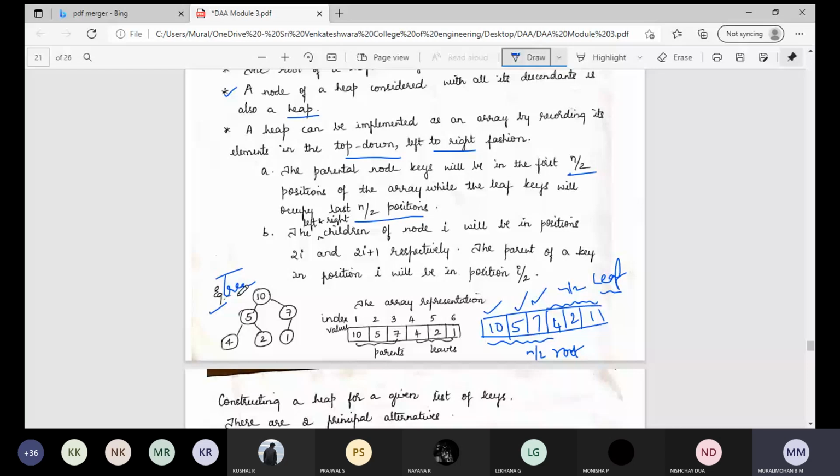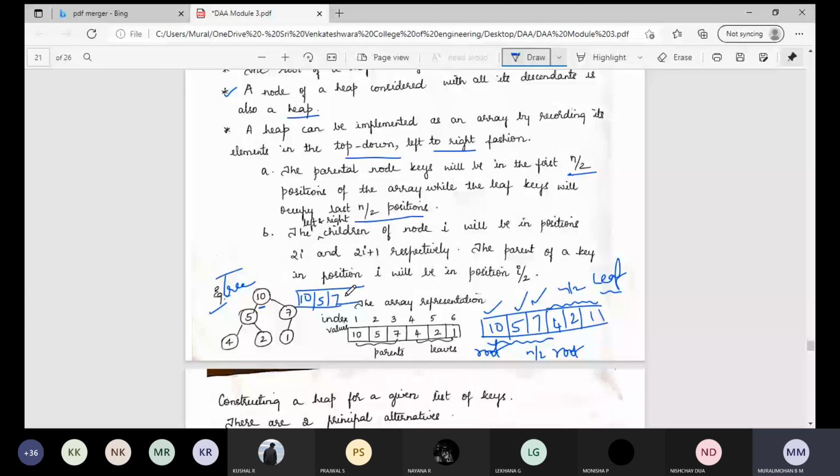Is it clear? So we will start from the root node. The first root node is 10. What are the child nodes for this 10? 5 and 7. So this 10 is finished.